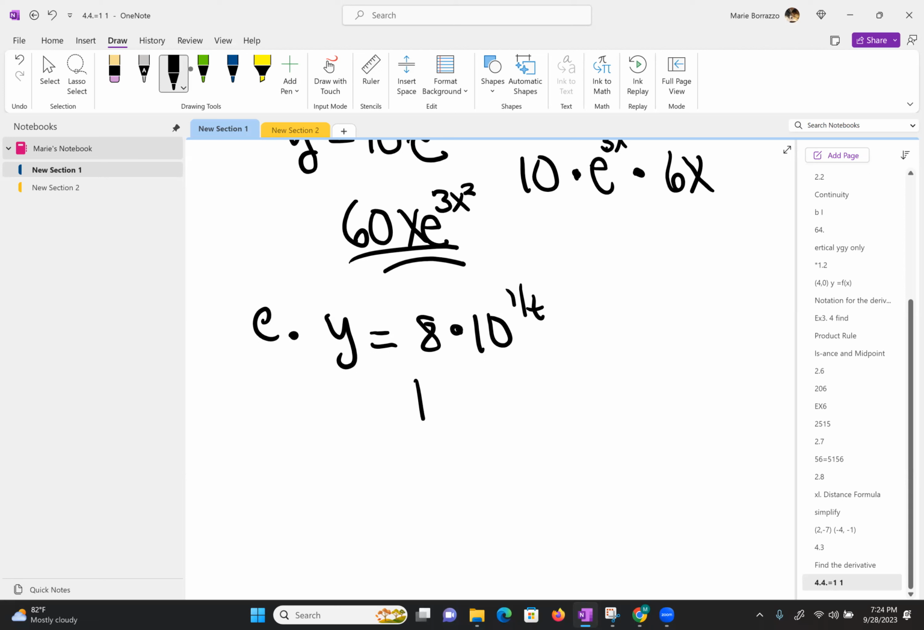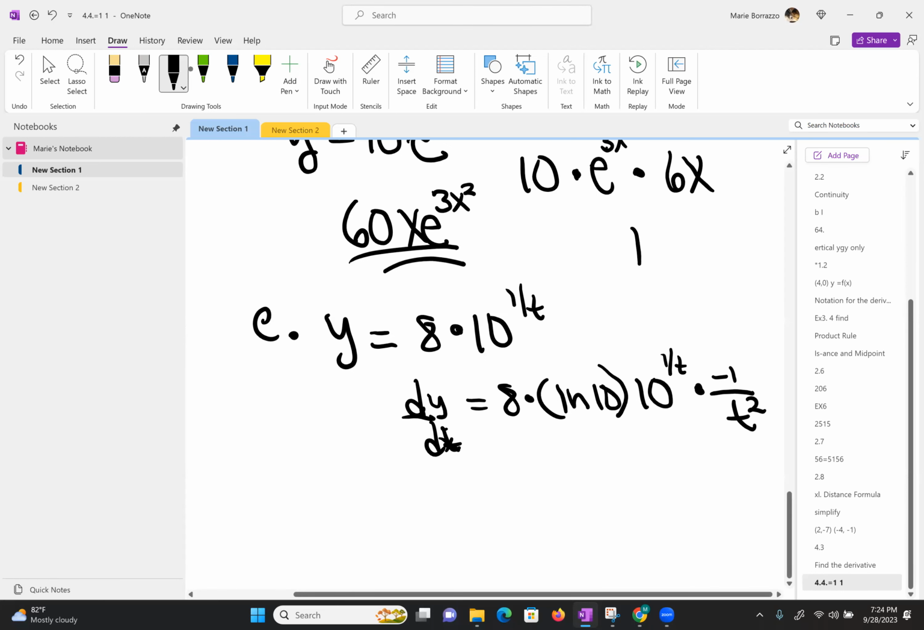So this has to be the derivative, and I'm just going to write it out, and you're going to talk about it with me, of dy over dx, or dt in this case, of 8 times the natural log of 10 times the 10 to the 1 over t times the negative 1 over t squared.